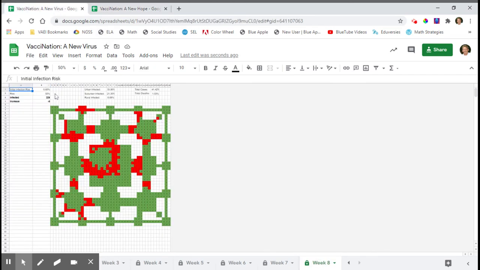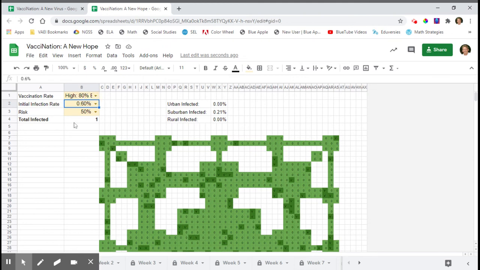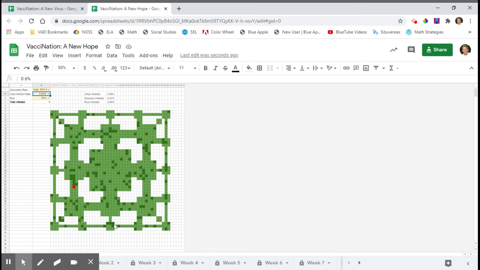So you are going to pick a disease infection rate and risk. Let's see, 0.6 and 50. And you're going to try the same disease over here. So let's set this at 0.6 and this at 50. And now you are going to give some people the vaccine. So I've chosen to have a high vaccination rate. And we're going to zoom out and see what happens to the disease now.